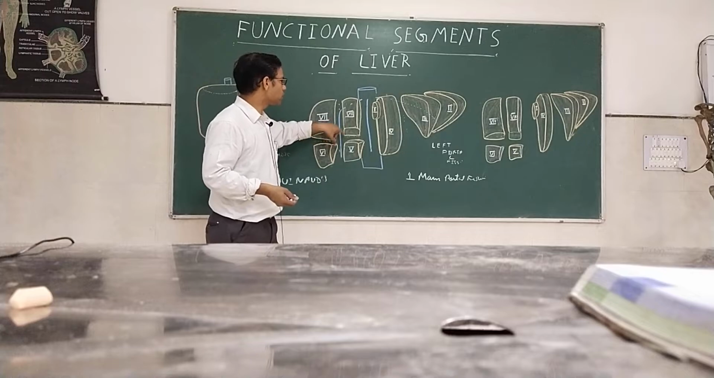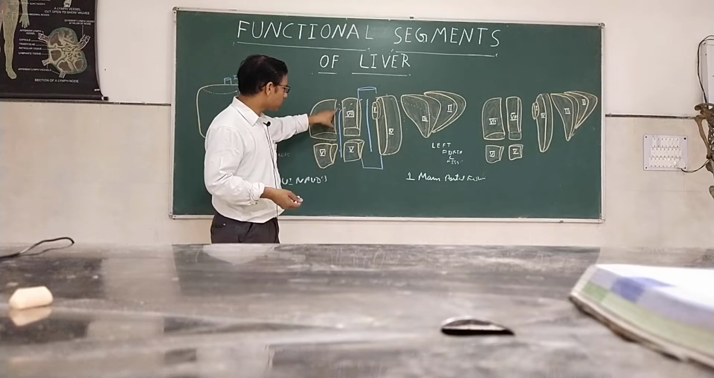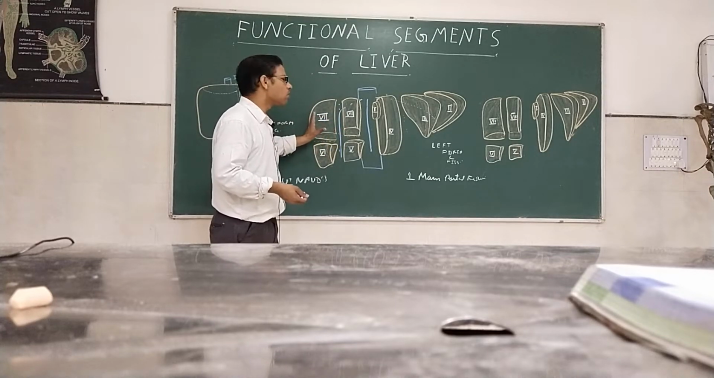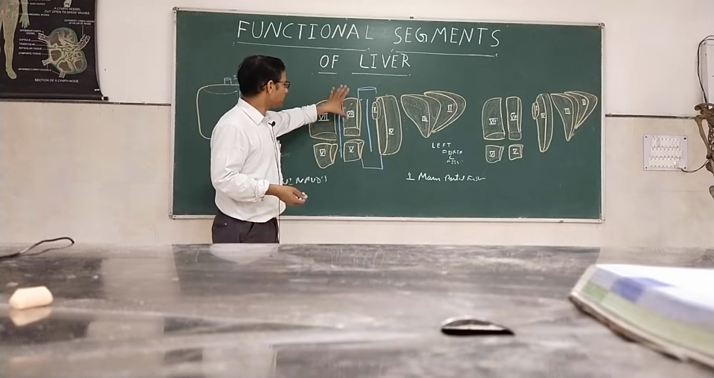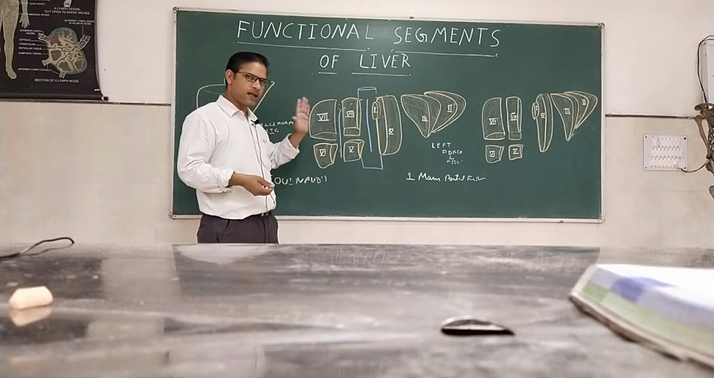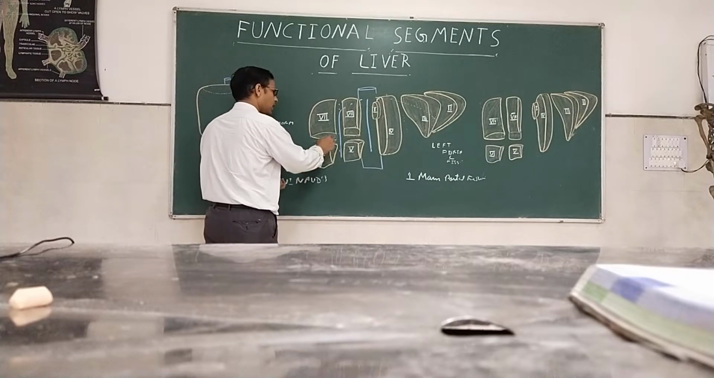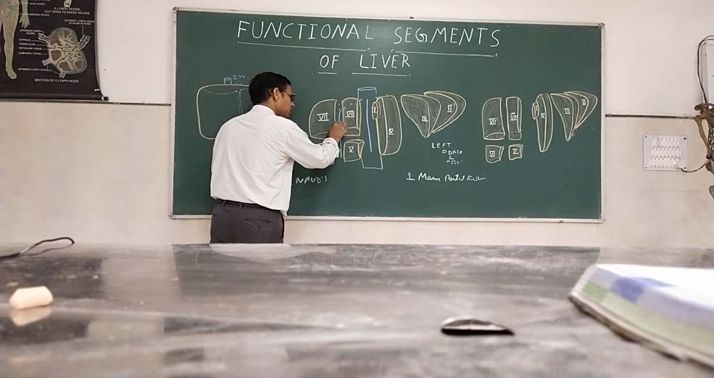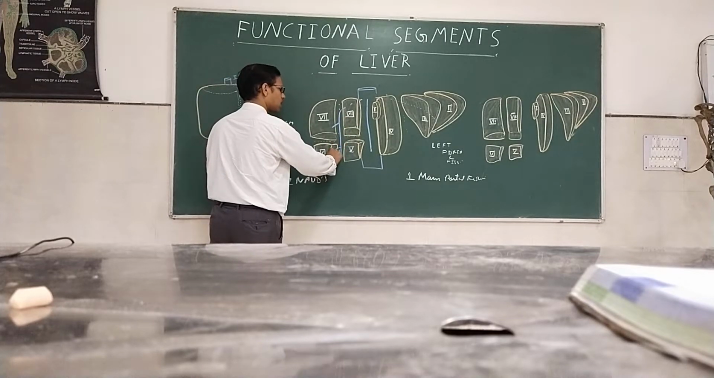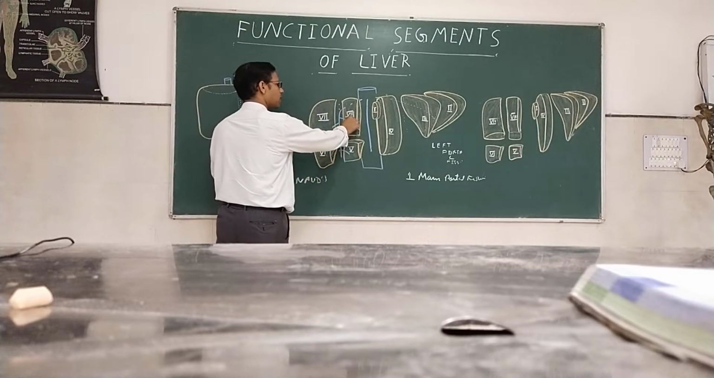Usually there are 3 veins. One is running in between the right lateral and right medial one, whether you call it right posterior or right anterior. This vein is the right hepatic vein. The right hepatic vein is draining segment number 7, as well as segment number 6, segment number 5, and segment number 8.